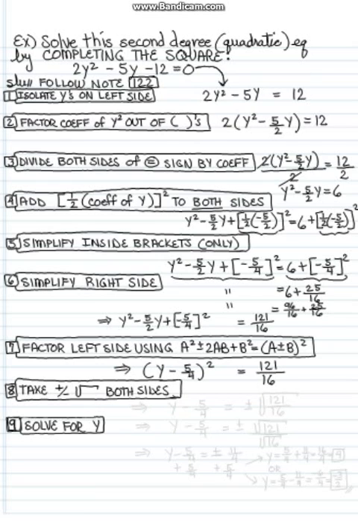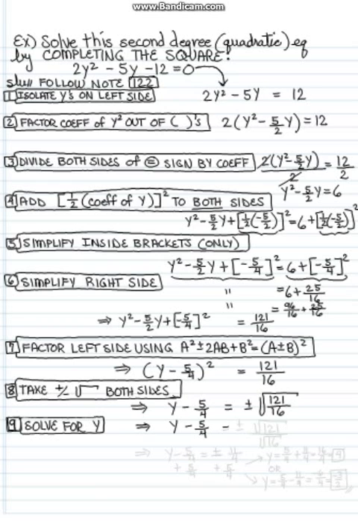Let's go to step 8. Take plus or minus the square root of both sides. Well, on the left side, when we take the square root, all that does is eliminate the square. That's why we did it. We wanted to get rid of the square. On the right side, we have to take plus or minus the square root of the whole entire fraction. Now we're going to step 9, solve for y.